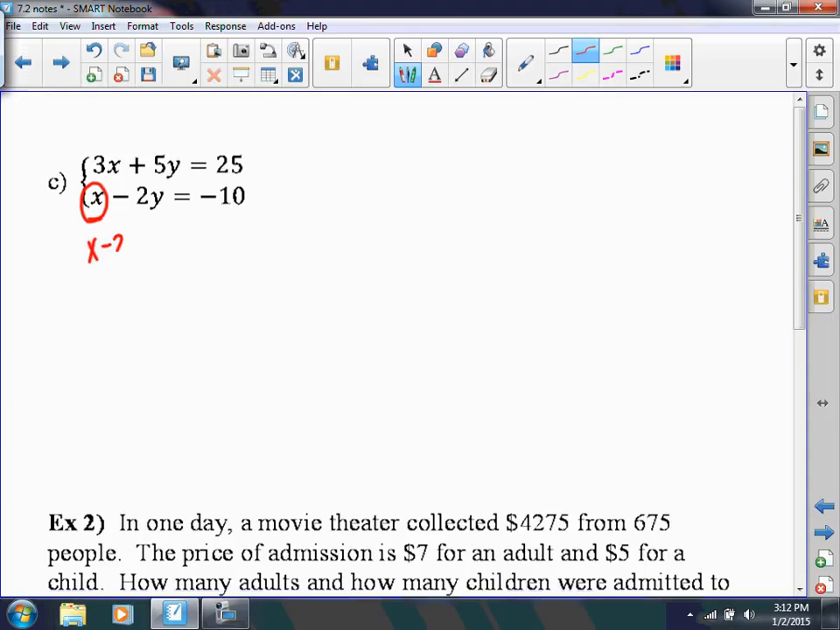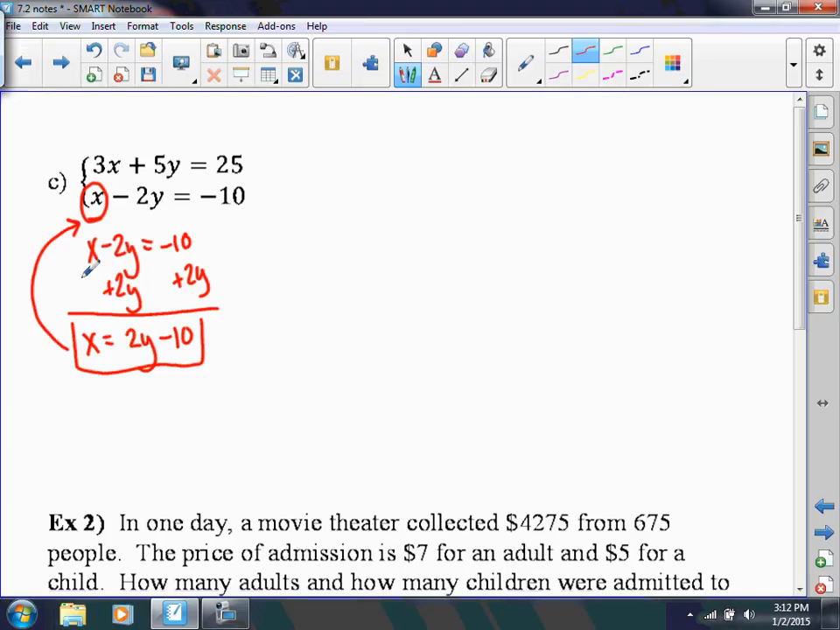So x minus 2y equals negative 10. So I'm going to add the 2y over to the other side so I can solve for x. x equals 2y minus 10. So now this equation here is the exact same as that equation there. They're exactly the same. I just rewrote it in a different form. But since I solved it for x, I have to put it into the other equation where the x is. Again, remember, we have to put it into the other equation. We can't put it back into itself. We can't substitute an equation into itself.